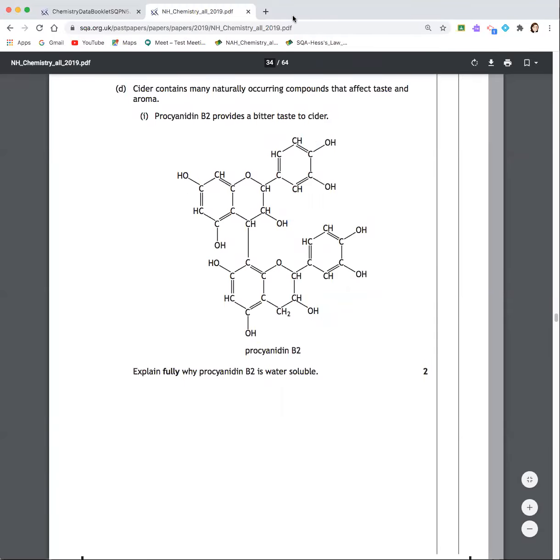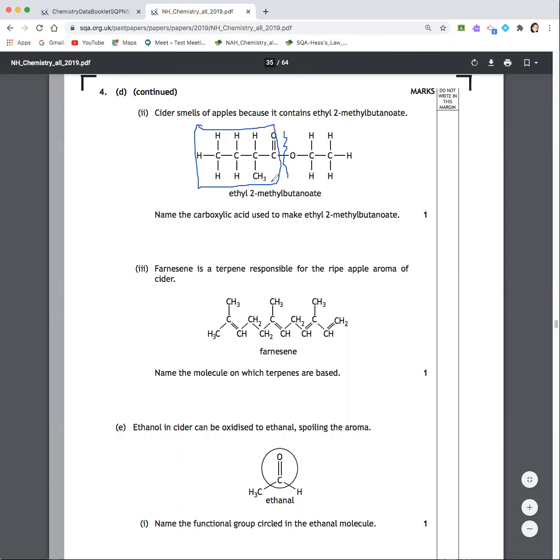Okay, then 4D part 2. Name the carboxylic acid used to make this ester. So the ester link is here. If you split that in half, the carboxylic acid side is the one with the double bonded oxygen. So if you were to break this ester up back into its reactant molecules, this would end up as the carboxyl group, and this would end up as the hydroxyl group when you add the water back in. Okay, so this carboxylic acid here, it's got 4 carbons in the longest chain, which makes it a butanoic acid.